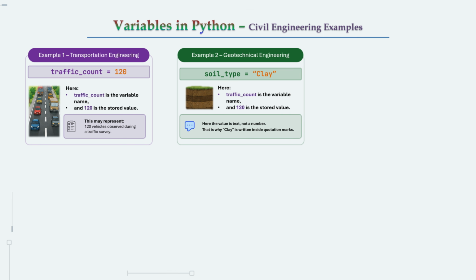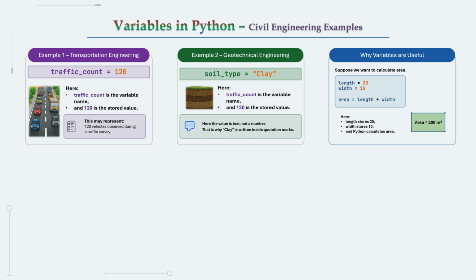Now let us see why variables are useful in calculations. Till now, we studied that variables are used to store data. But now the question is, why do engineers use variables? The answer is very simple. Variables help us perform calculations easily.